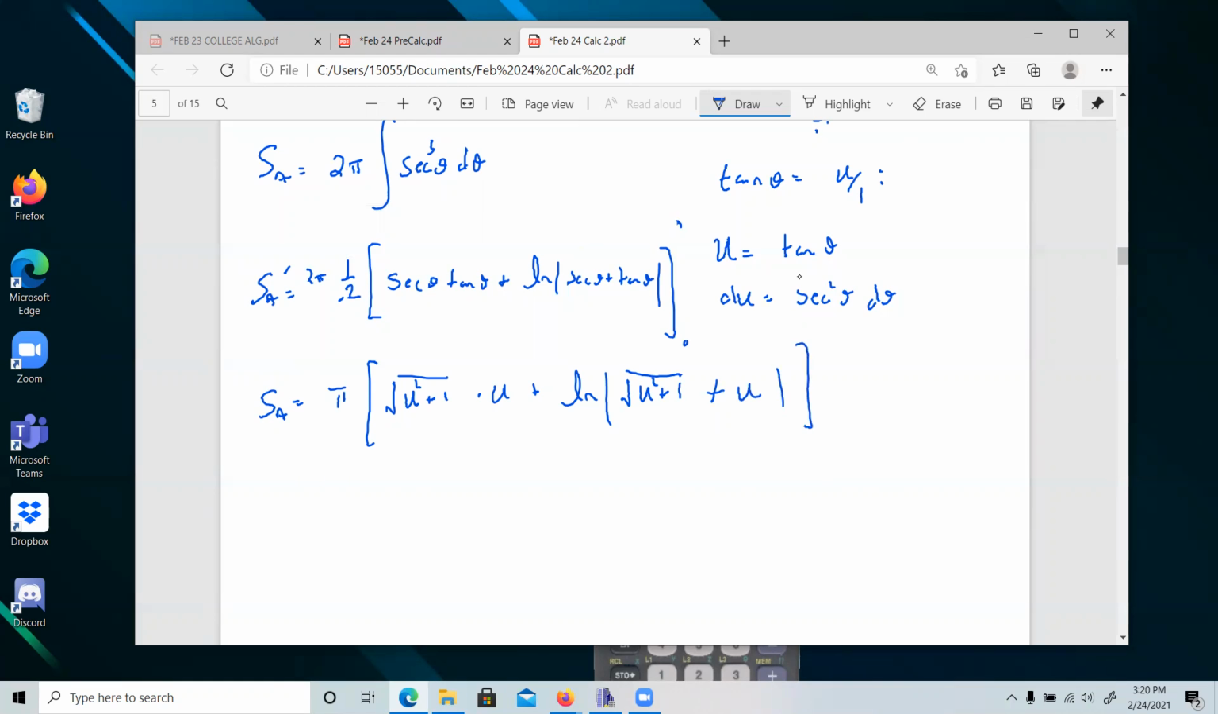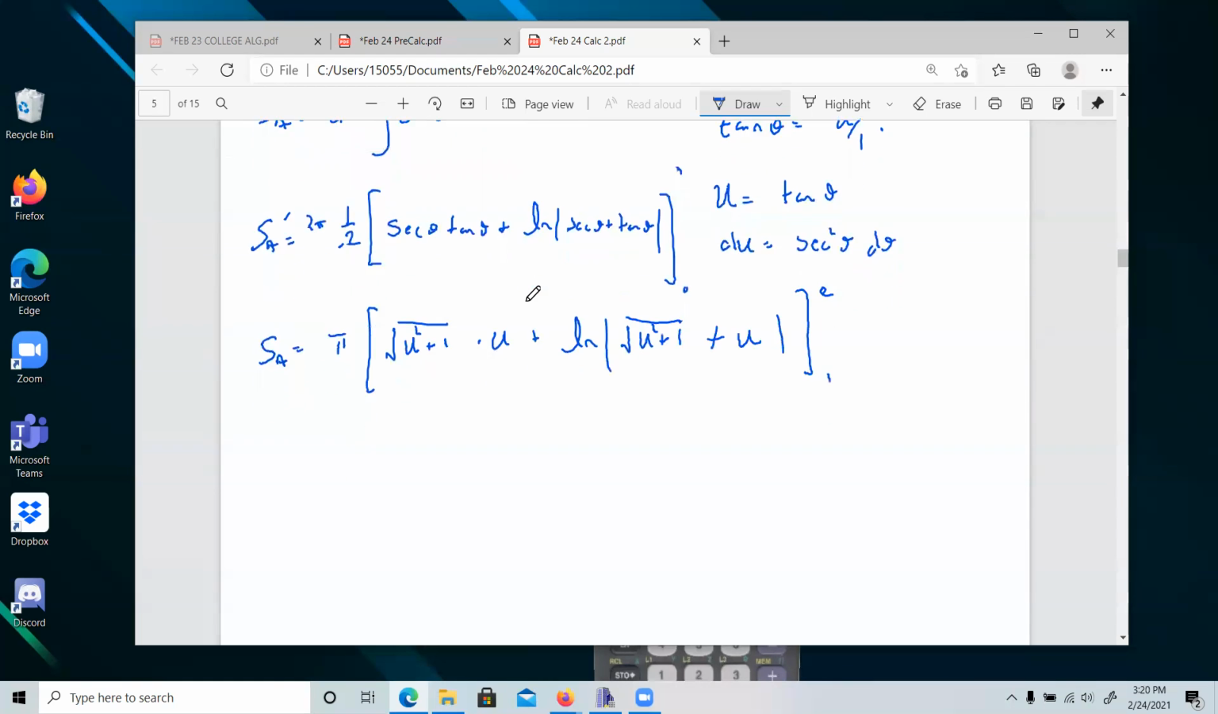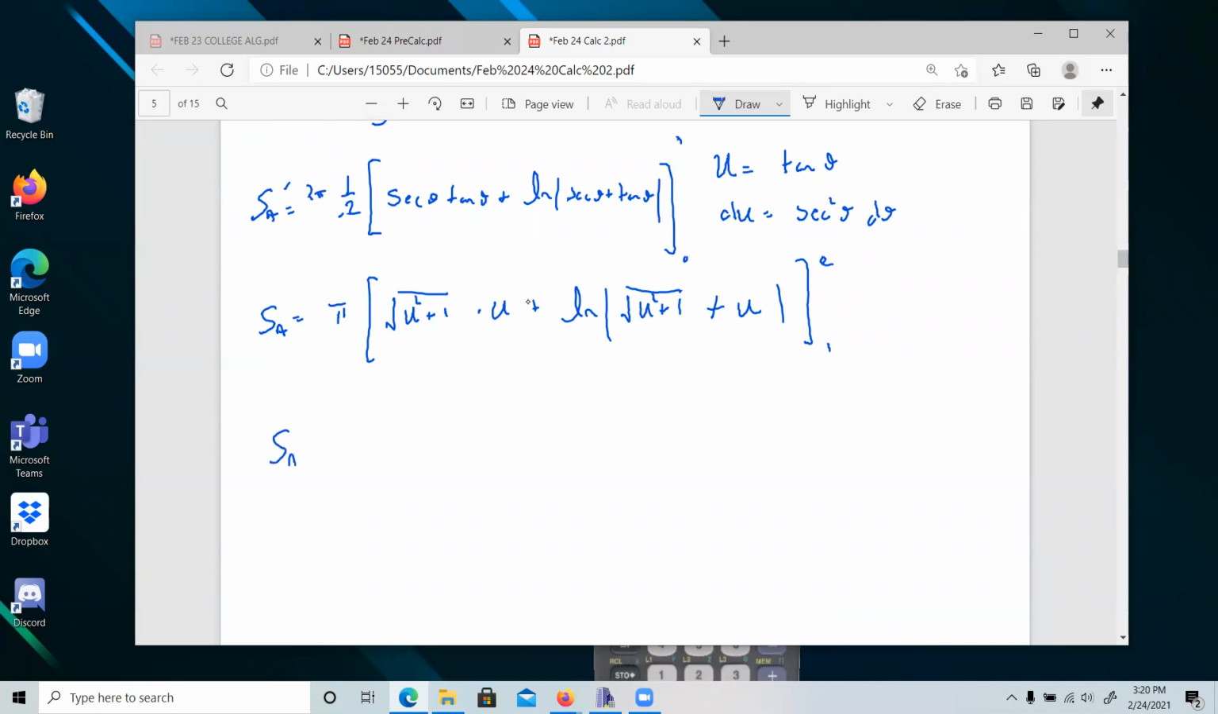And now we can go back to those limits of 1 to e, because now we're back in the u world. So here we have surface area is equal to pi. This is going to be u evaluated at e. So it's going to be e times the square root of e squared plus 1, plus the natural log of the square root of e squared plus 1, plus e.